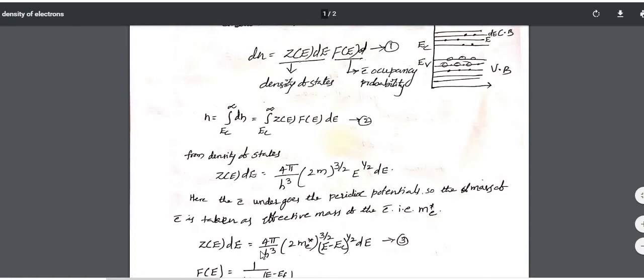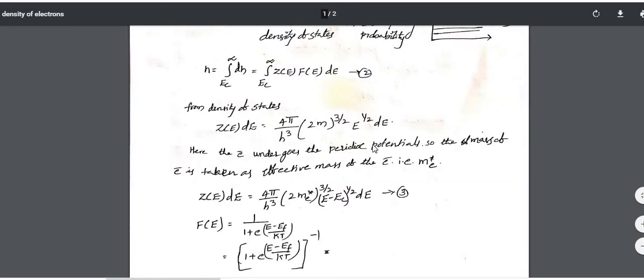Then Z(E) dE equals 4π/h³ (2m*)^(3/2) (E − Ec)^(1/2) dE. And F(E), from the Fermi-Dirac distribution function, F(E) equals 1/(1 + e^((E − EF)/kT)).